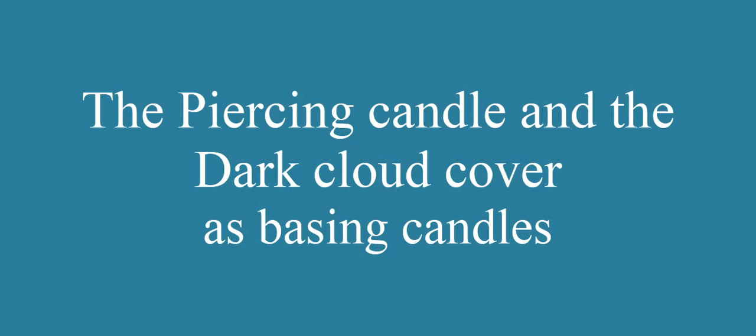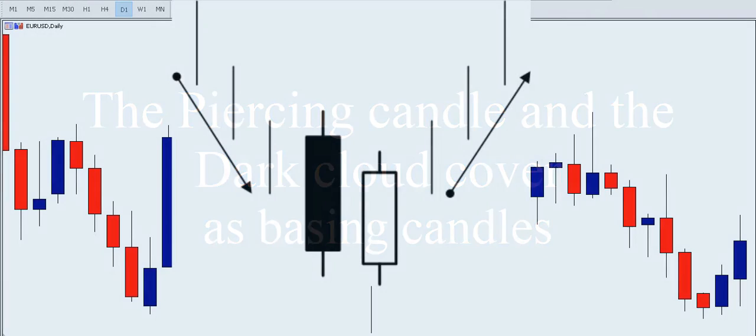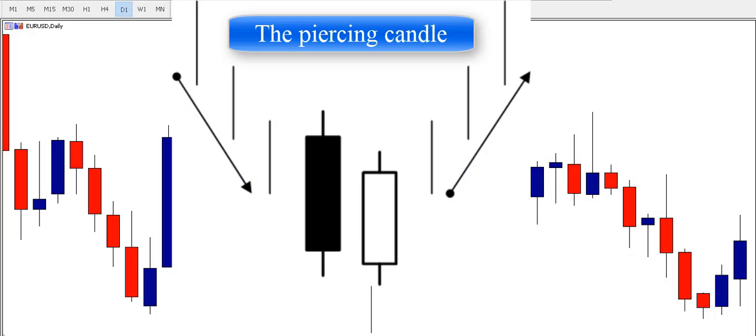Hi everyone, in this course we are going to learn how to use the piercing candle and the dark cloud cover as basing candles. So let's start with the piercing candle. The piercing candlestick pattern is obviously a bullish signal. It is also a moderately strong reversal signal.